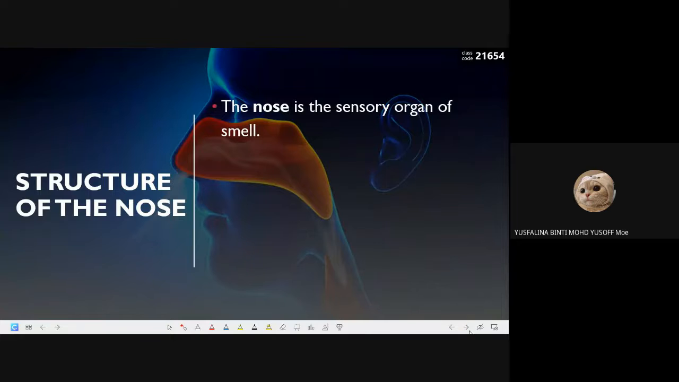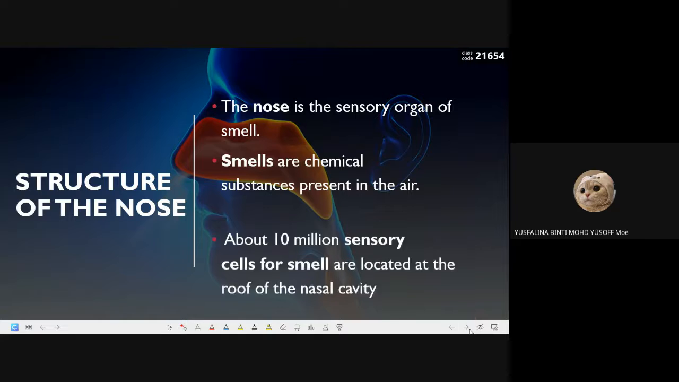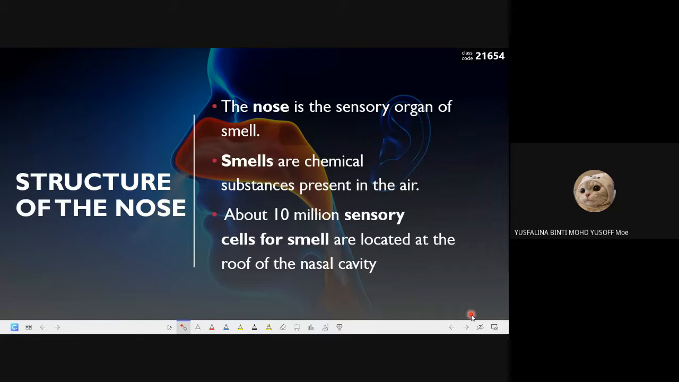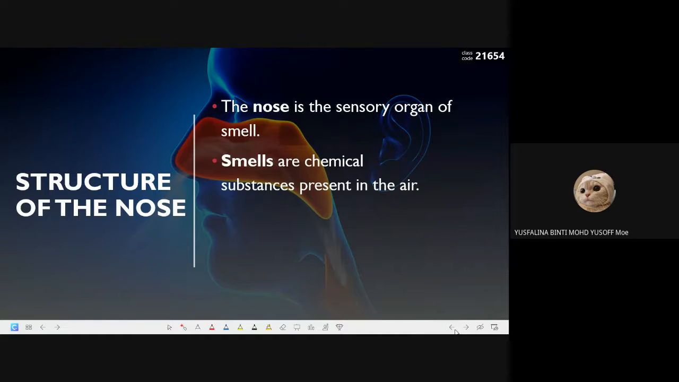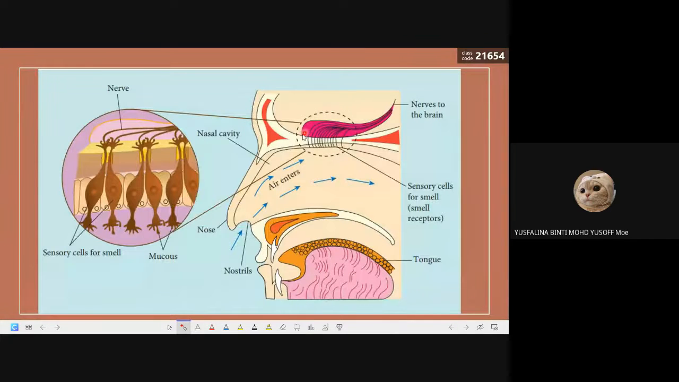The nose is the sensory organ of smell. Smells are chemical substances present in the air. I told you just now, you can smell something because there is a chemical substance present in the air. About 10 million sensory cells for smell are located at the roof of the nasal cavity. If you see the diagram here, inside here is 10 million.